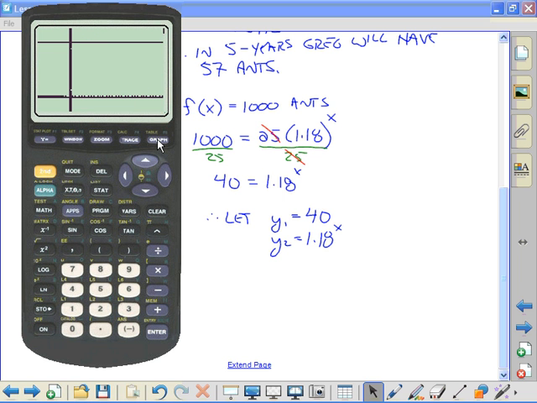Close. Here we go. It's climbing. There we go. There's the intersection point. So your intersection point's right there. Find that point of intersection. And we get it to be about 22.28.